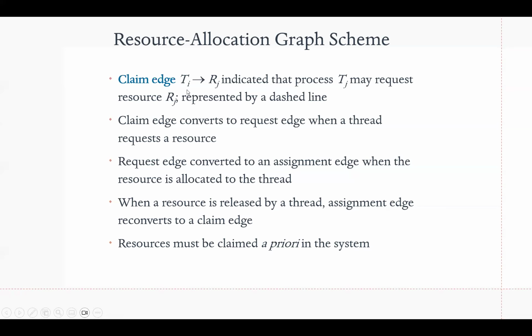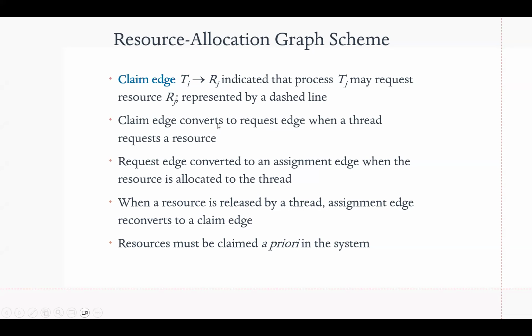That edge goes from a process or thread Ti to resource Rj. It indicates that process Ti may request resource Rj, and it is represented by a dashed line. Because what we are saying is that the process may request the resource. There is no surety. It may request. So we represent that by a dashed line, and that edge is called a claim edge.